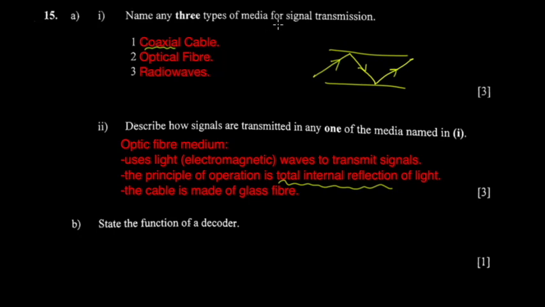So media of signal transmission, by the way, simply means what it is exactly that you're using to transmit a signal from the source to the recipient.